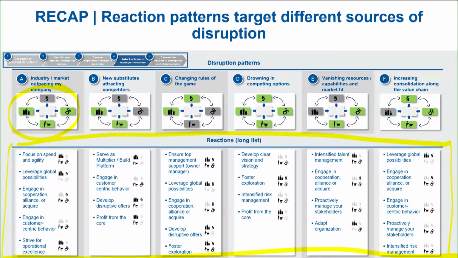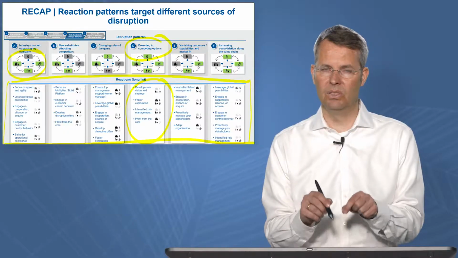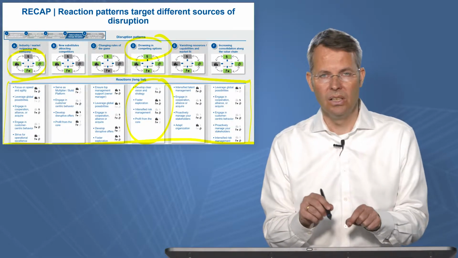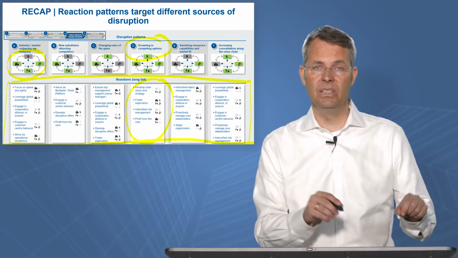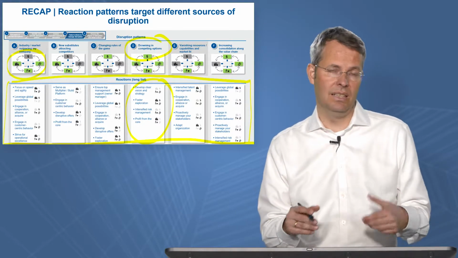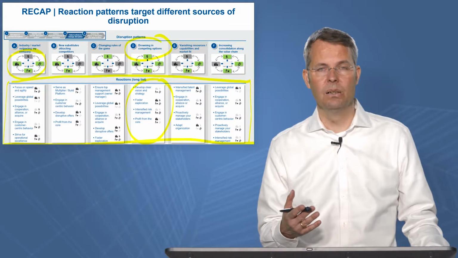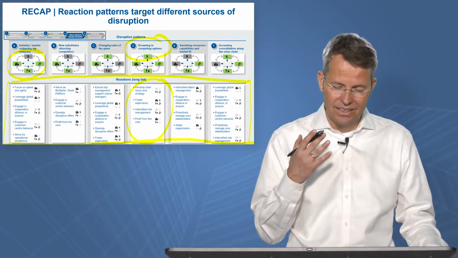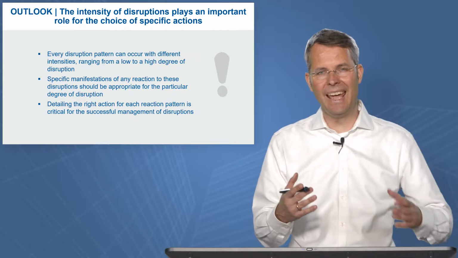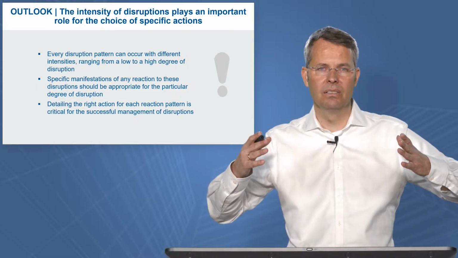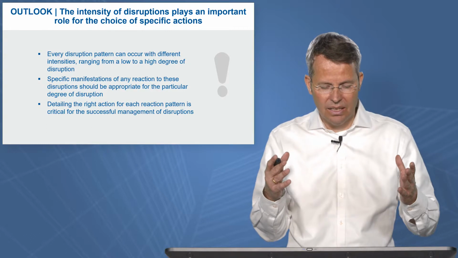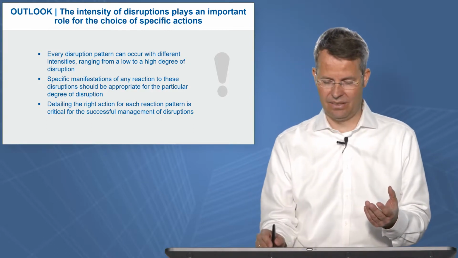So this is what you can basically do. If you, for example, drown in competing options, you basically try to do this, but you have to understand further what you really do in this reaction list, what you really use in that reaction list. Because what we are able to see, not every company uses every action. It just doesn't make sense. Why doesn't it make sense? Because disruptions could have a different degree, a different intensity. And this is what we are looking at next.